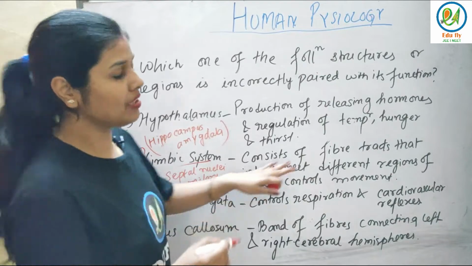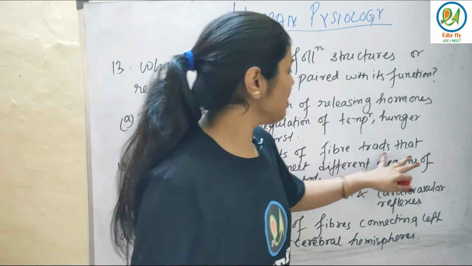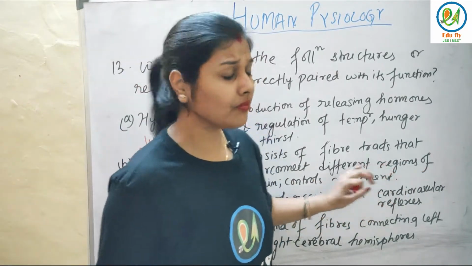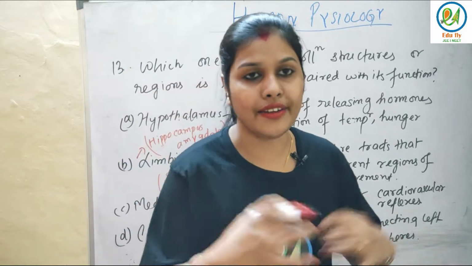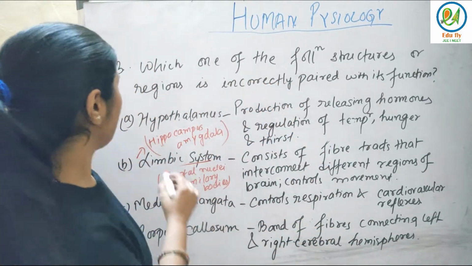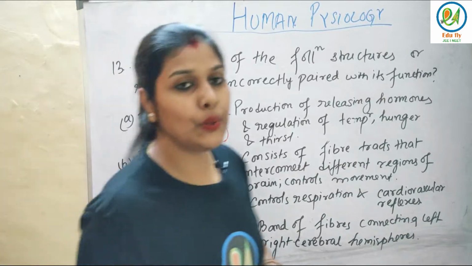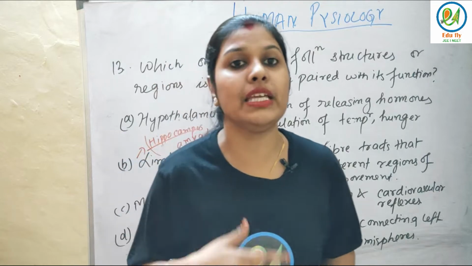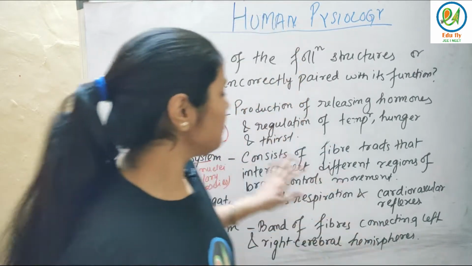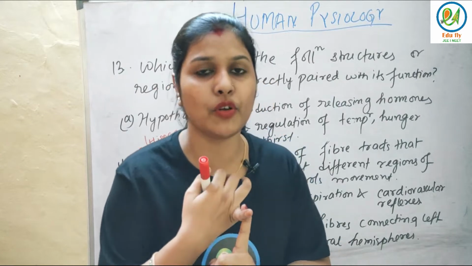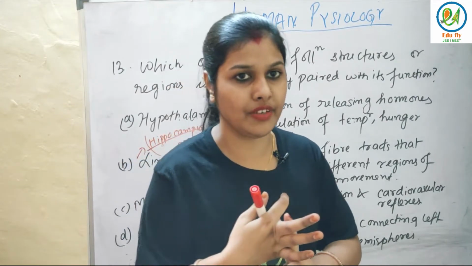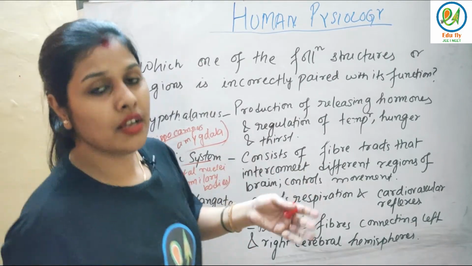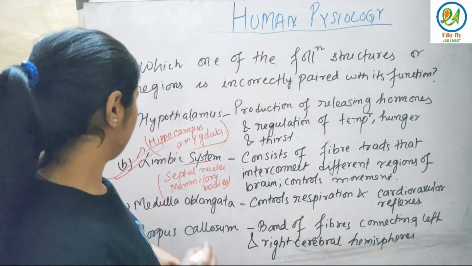Next is limbic system. The option says the limbic system consists of fiber tracts that interconnect different regions of the brain and controls movement. This limbic system does not connect the brains. It has 4 parts: hippocampus, amygdala, septal nuclei and mammillary bodies. Basically, it controls the sex behavior of an organism, food habits and emotional behavior of an organism. I have told you these 3 functions. So this is the wrong one, because you have to find out the incorrectly paired options.